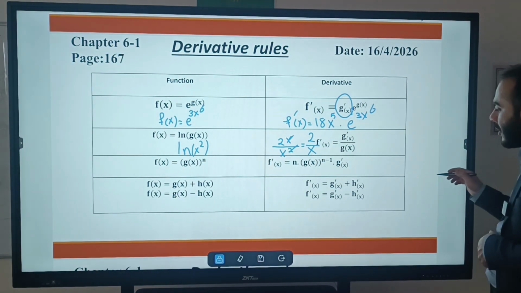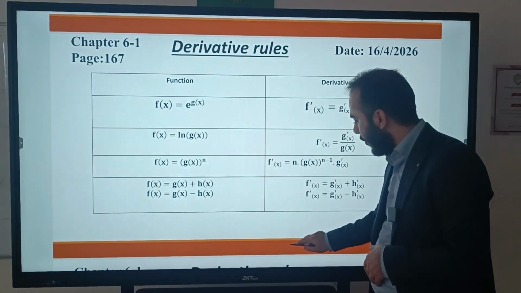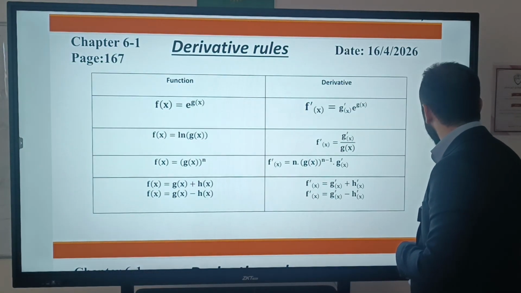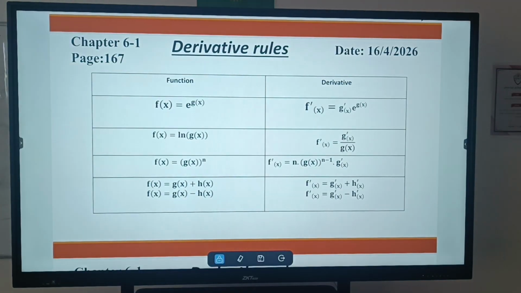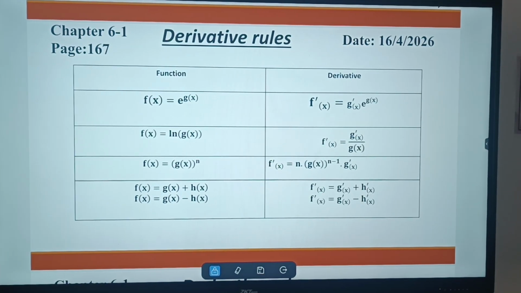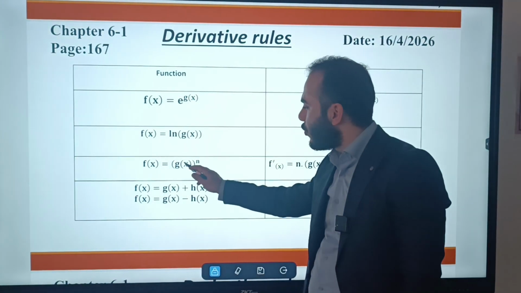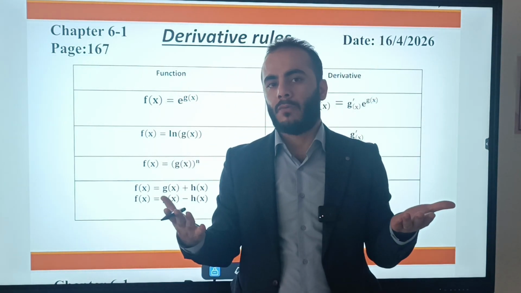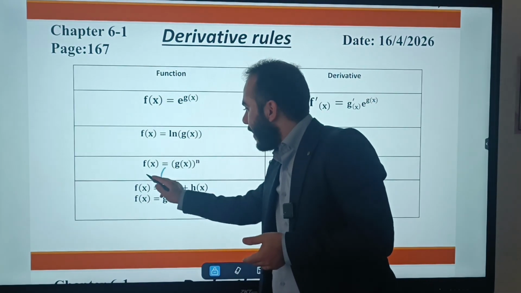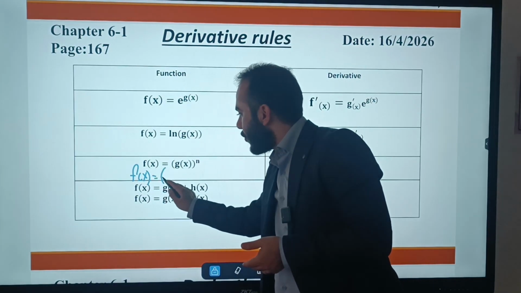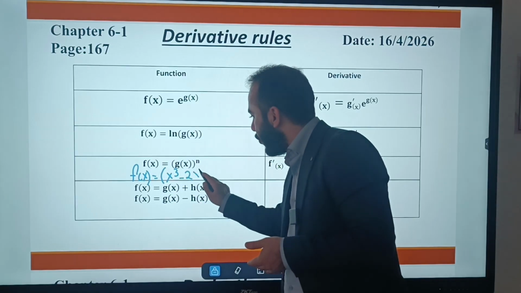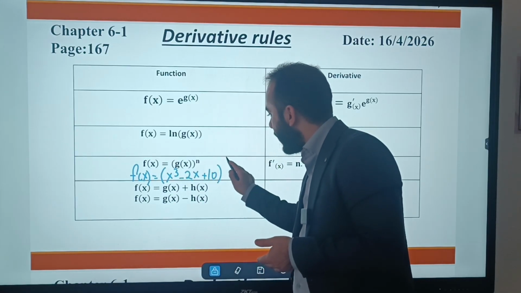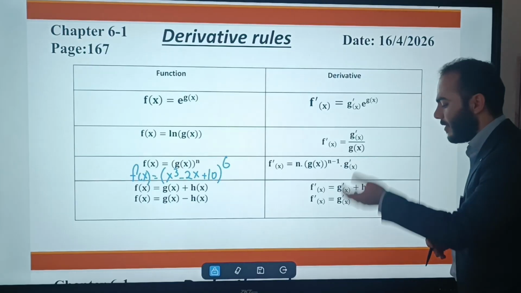And the last and, from my point of view, the most important rule regarding derivatives is this one. So the last rule is f of x equals g of x powered by n. That is, whenever we have a function powered by a number. For instance, what if we have f of x equals x powered by 3 minus 2x plus 10, powered by 6, let's say. How are we going to take the derivative of it?